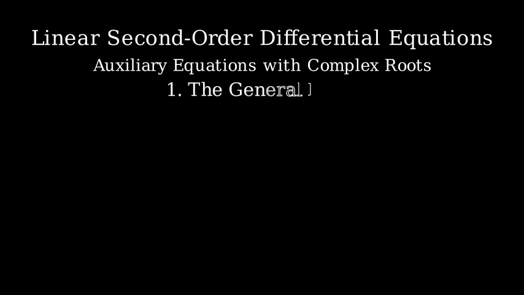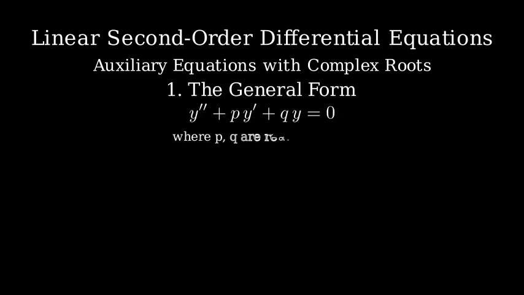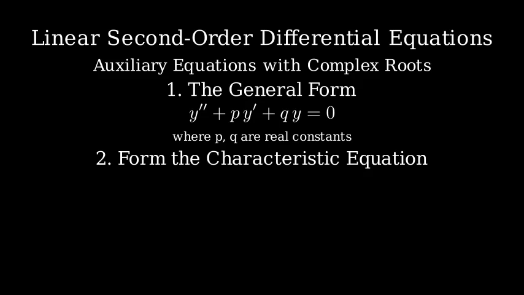Let's start with the general form of a homogeneous linear second-order differential equation with constant coefficients. It's written as y double prime plus p times y prime plus q times y equals 0, where p and q are real constants. To solve this equation, we need to form what's called the characteristic or auxiliary equation.